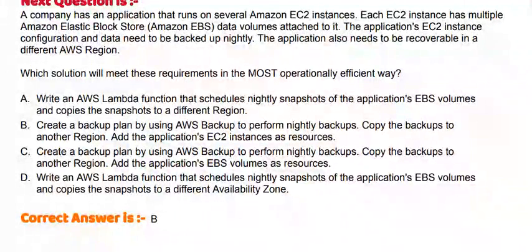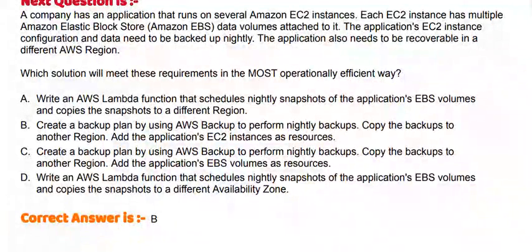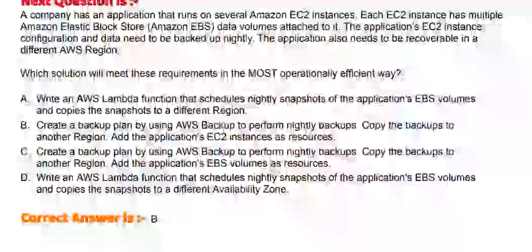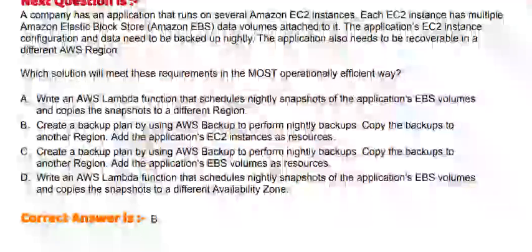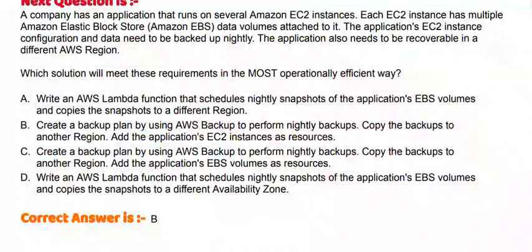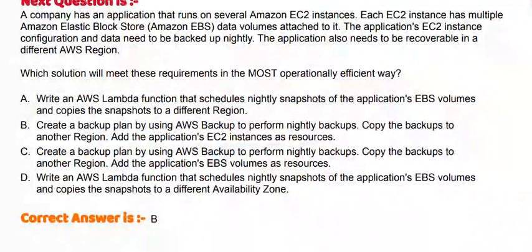Option A: create an AWS Lambda function that schedules nightly snapshots of the application's EBS volumes and copies the snapshots to a different region. Option B: create a backup plan by using AWS Backup to perform nightly backups. Copy the backups to another region. Add the application's EC2 instances as resources. Option C: create a backup plan by using AWS Backup to perform nightly backups. Copy the backups to another region. Add the application's EBS volumes as resources. And option D: write an AWS Lambda function that schedules nightly snapshots of the application's EBS volumes and copies the snapshots to a different availability zone. And the correct answer is option B.